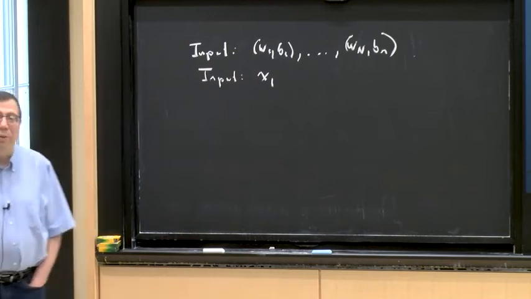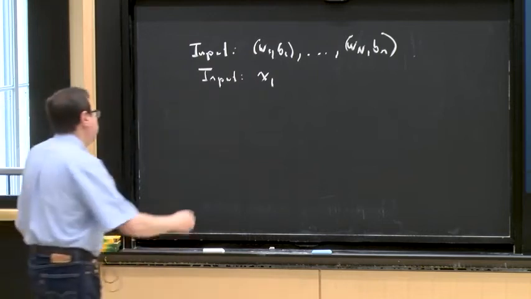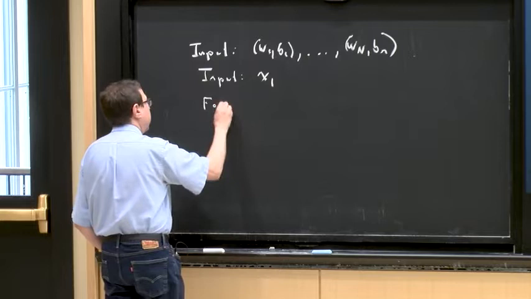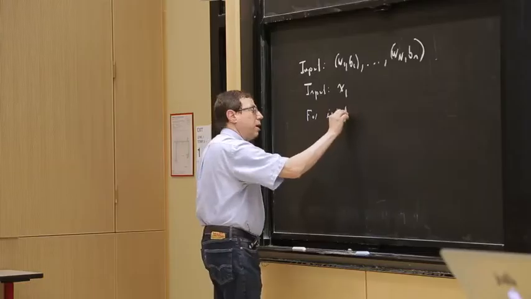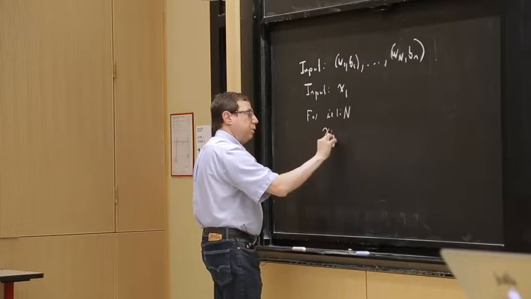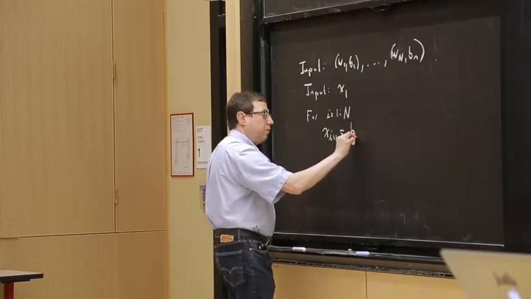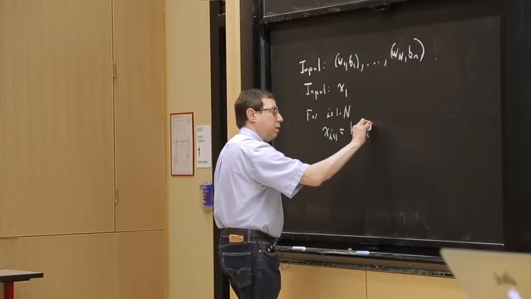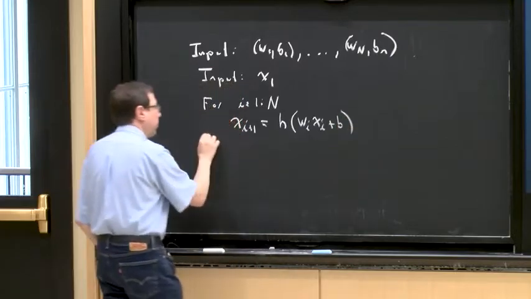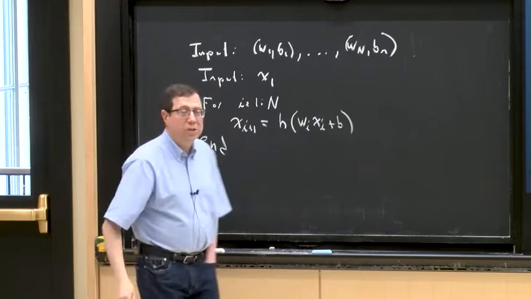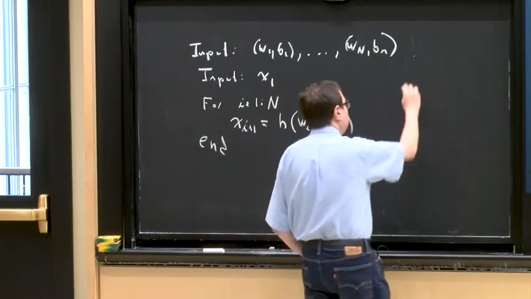Start off our neural network. And we're going to compute, I'll write it in sort of Julia-like or MATLAB-like notation, for i equals 1 through n, I will update x by taking some function of my current input, maybe something like this. And what function h to use, I don't really care too much.